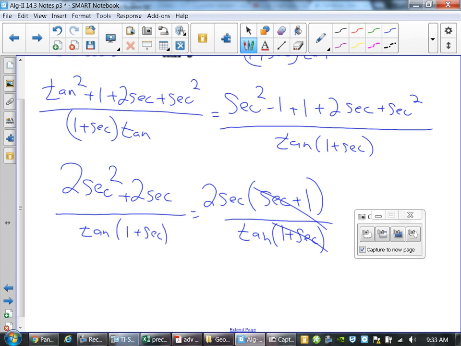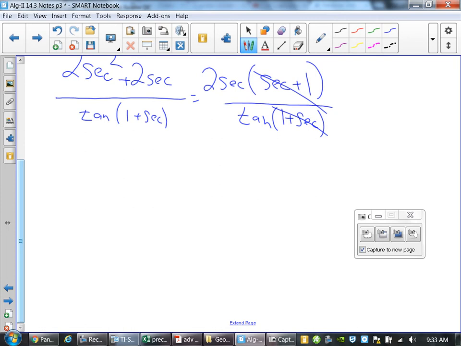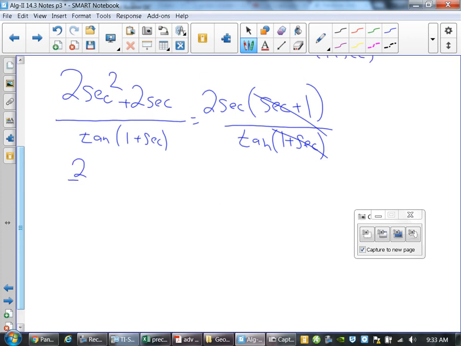Now rewrite it in terms of sines and cosines. Numerator, you get this. You get 2 over cosine divided by sine times cosine. As you bring that sine cosine up, you're going to flip it.